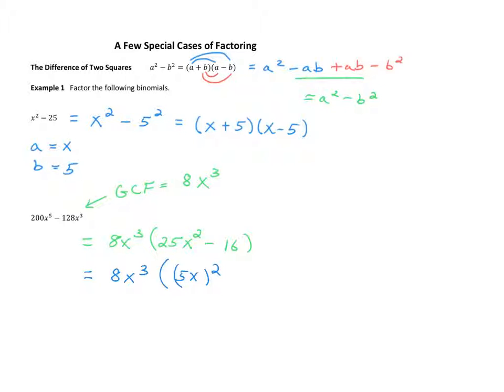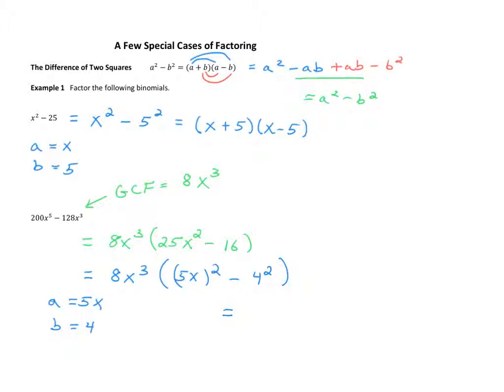If you square the 5, you get 25, and if you square the x, you get x squared. Then we have minus 16, which is 4 squared. I don't even need parentheses. And what I just figured out is a is equal to 5x, and b is equal to 4. So again, I'm going to go back up to this formula, and in place of a and b, put these terms. Let's see what we get.